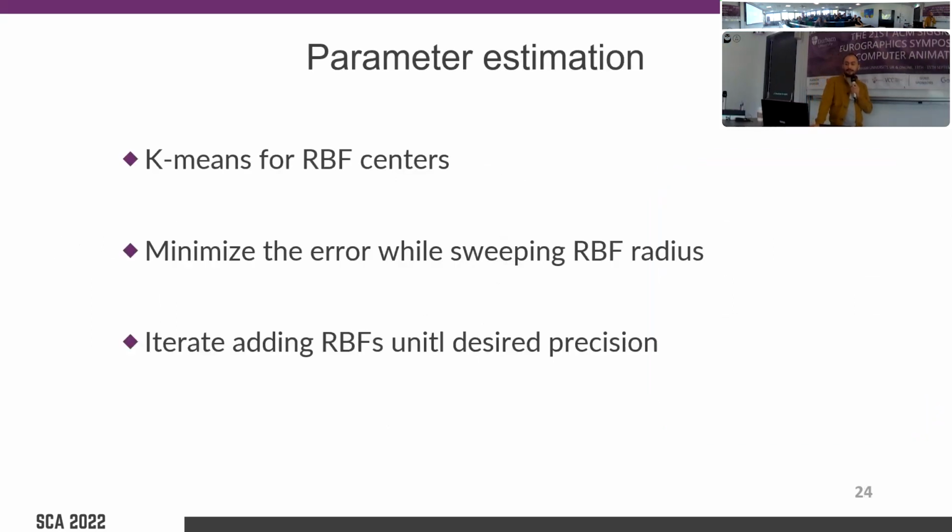We start by optimizing the location of our RBF centers with a k-means clustering algorithm. In our paper, we designed the objective function that minimizes the error between the data and our parameterization. We find the parameters solving the optimization while sweeping the radius of the RBF functions and pick the best result. And we repeat the previous steps, adding RBFs each time until we reach desired precision.